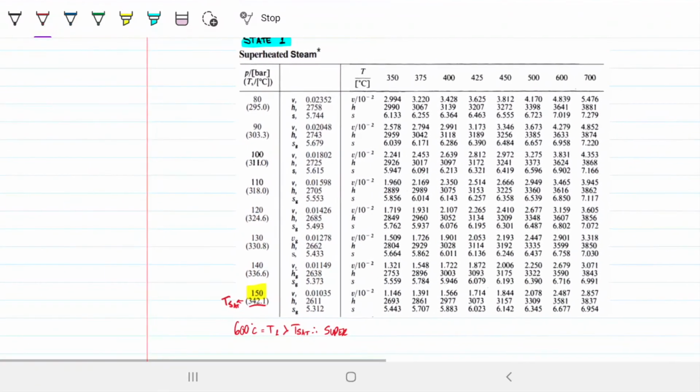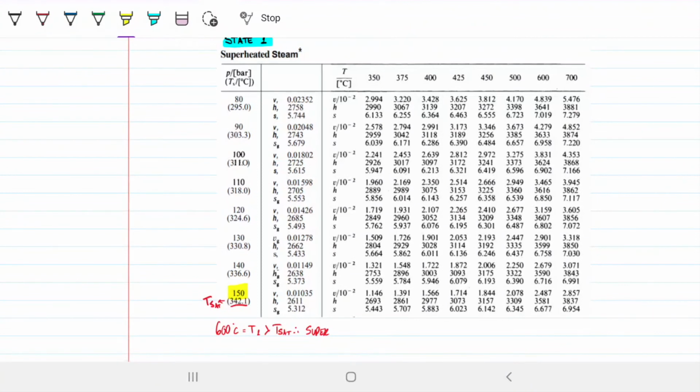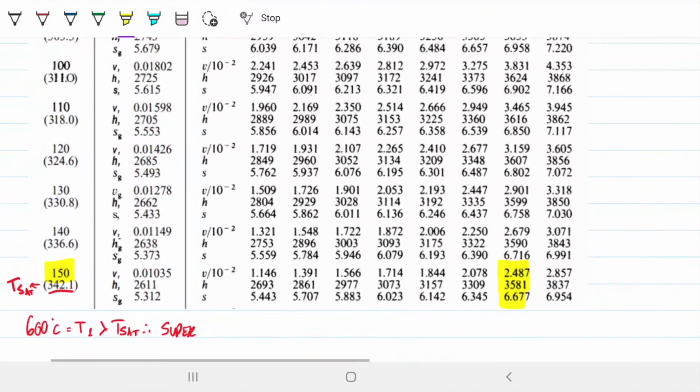So I'm looking at 150 and 600. So 600, this one here. Where these two meet is over here, and we're specifically interested in the enthalpy, which is the second one. So 3581 is our H1.